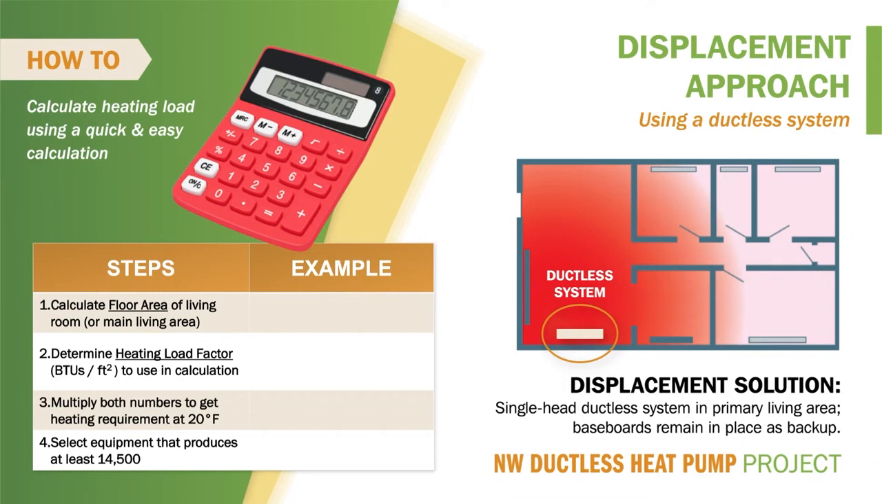Let's run through an example of a heating load calculation using the quick and easy load calculation method. First, calculate the floor area of the living room or main living area. Let's imagine a home with a combined eat-in kitchen and family room, totaling 500 square feet.